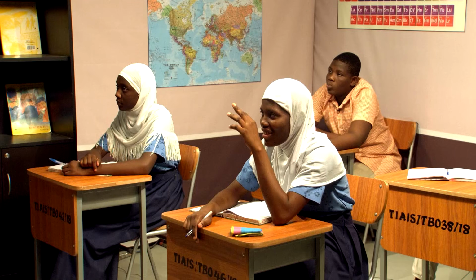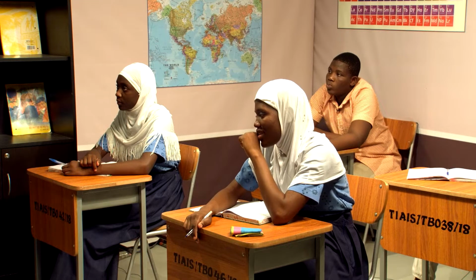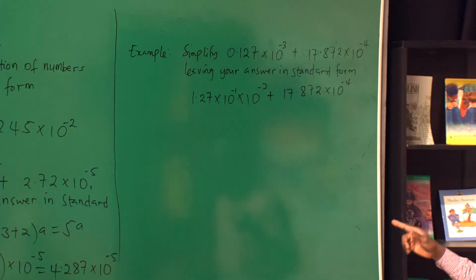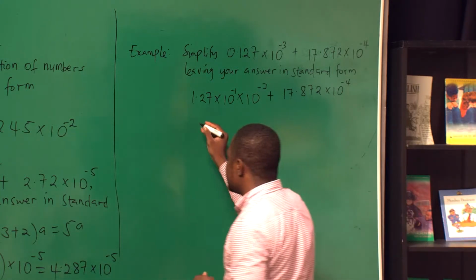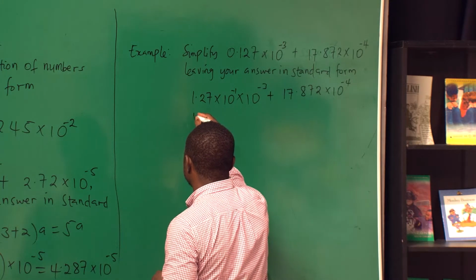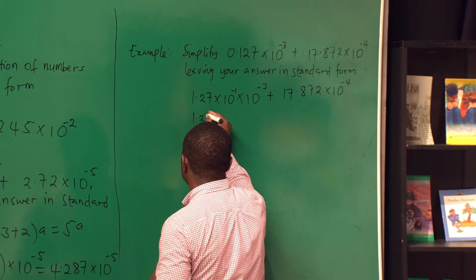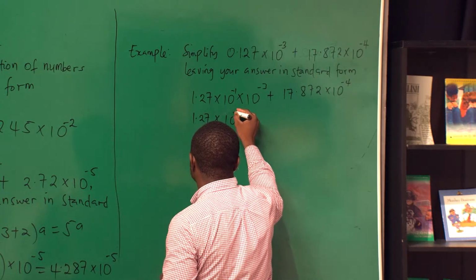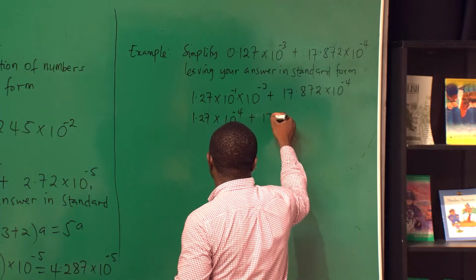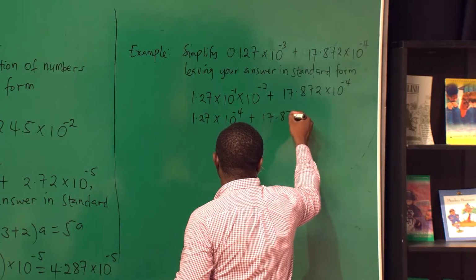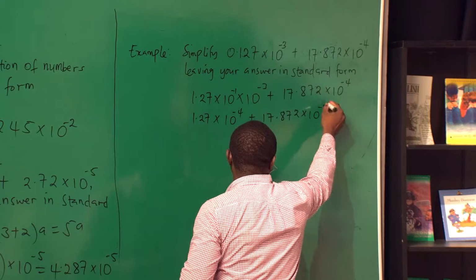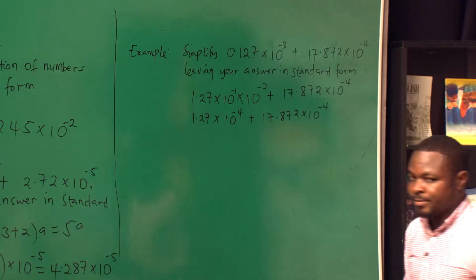So you add the exponents. Yes, add them, so it will be negative 4. So you tell me the expression. So it will become 1.27 times 10 exponent negative 4, then plus 7.872 times 10 exponent negative 4. Are you okay?